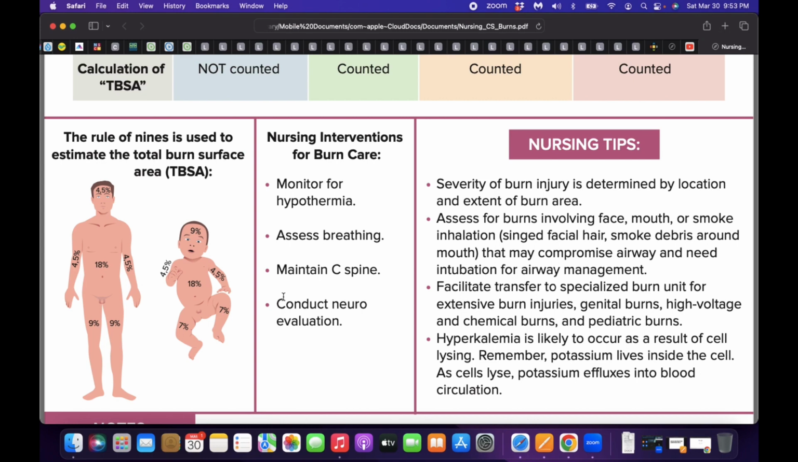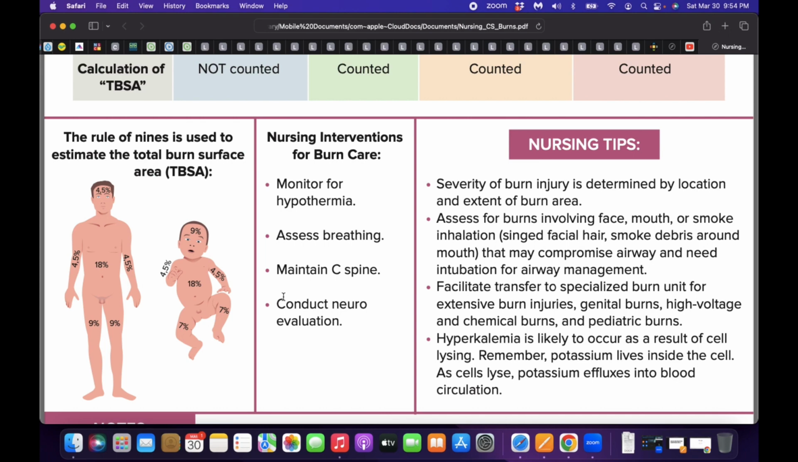The front and back of each leg and foot equal 18% of the body's surface area, and the genital area equals 1% of the body's surface area. Let's proceed to children. So, the rule of nines for infants and young children.